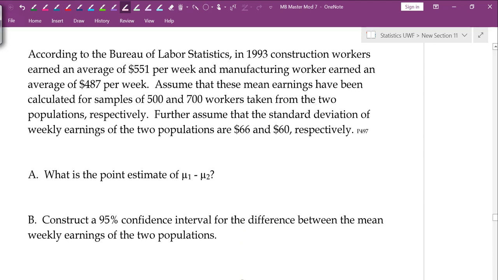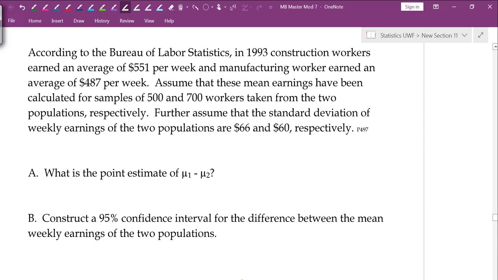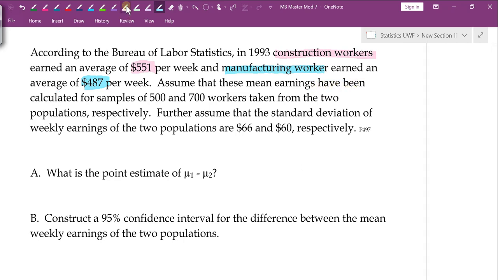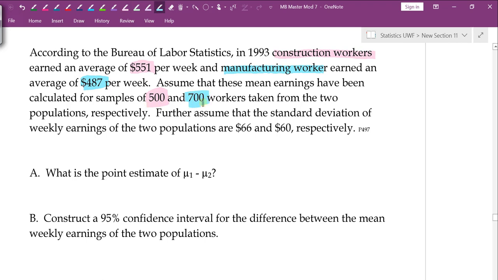Here's our first problem. According to the Bureau of Labor Statistics, in 1993, construction workers earned an average of $551 per week. This was for construction workers. And manufacturing workers earned on average $487 per week. Assume these mean earnings have been calculated for samples of 500 and 700 workers, respectively, taken from the two populations.